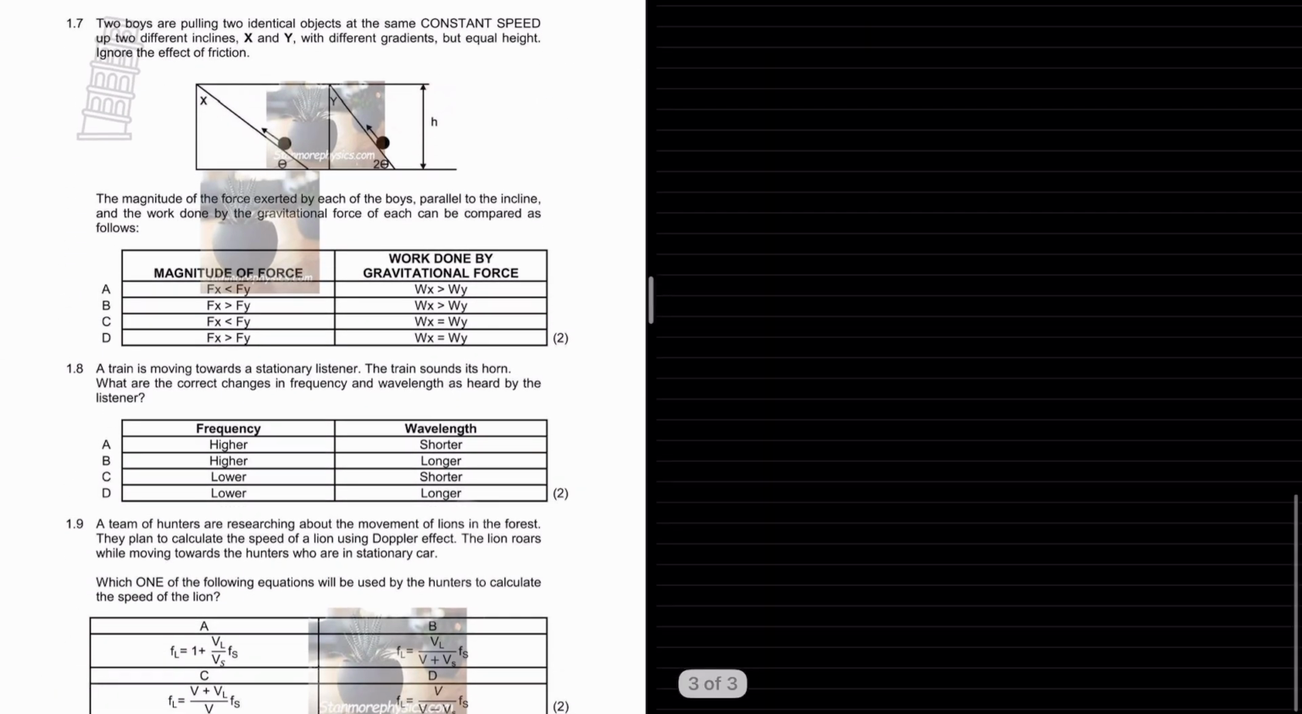Question 1.7. Two boys are pulling two identical objects at the same constant speed up two different inclines, x and y, with different gradients but equal heights. Ignore friction. The magnitude of the force exerted by each of the boys parallel to the incline and the work done by the gravitational force of each can be compared as follows. So let's focus on the work done by gravity.